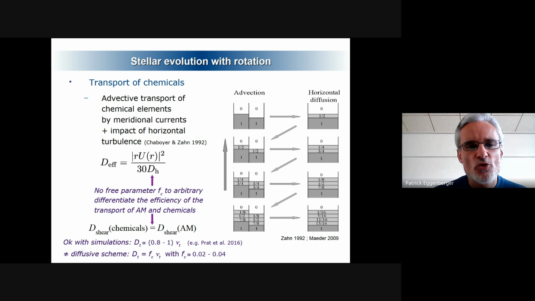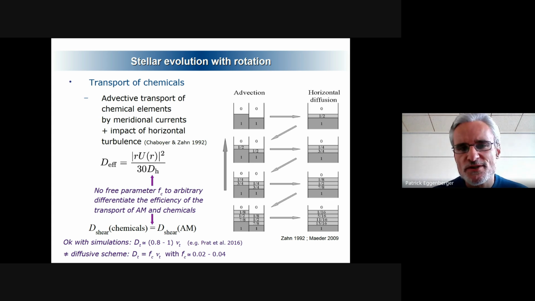And within this framework, what is interesting is that we can show that the transport of chemicals due to meridional circulation plus this horizontal turbulence can be mimicked by an effective diffusion coefficient that is purely diffusive, and that is given by this formulation. So once again, we have the DH, the coefficient for horizontal turbulence that we don't know. This is a bit of a free parameter that will impact the vertical transport of chemicals by meridional circulation plus horizontal turbulence.